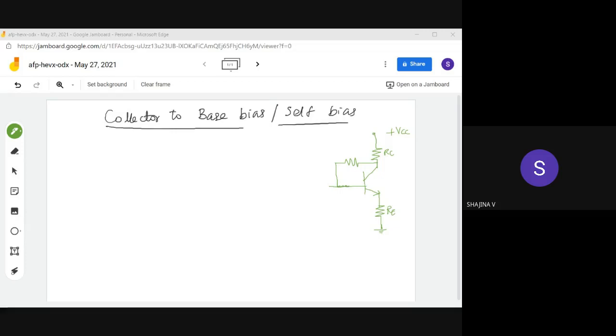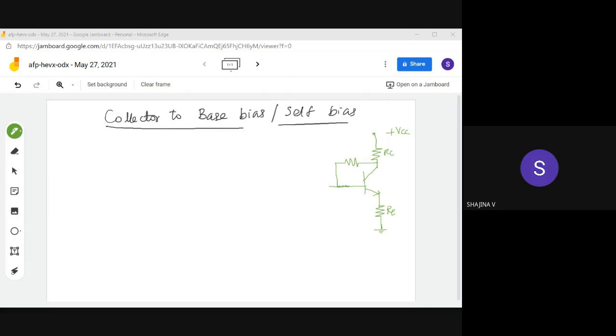We have an NPN transistor, and we are connecting a resistor RC at the collector terminal and a resistor RB between the collector and base of the transistor. Then resistor RE goes to the emitter terminal. So this is the circuit for the collector to base bias circuit.